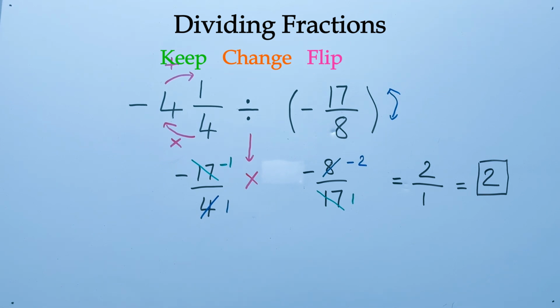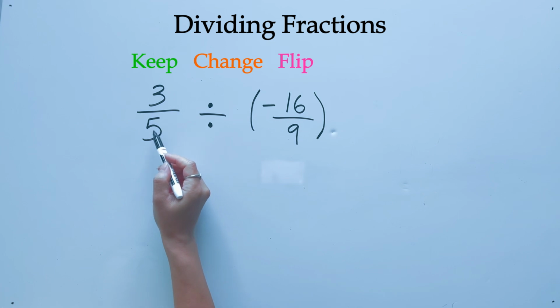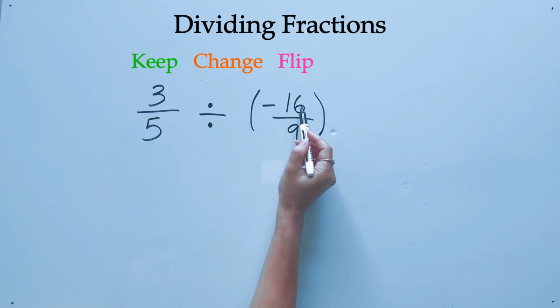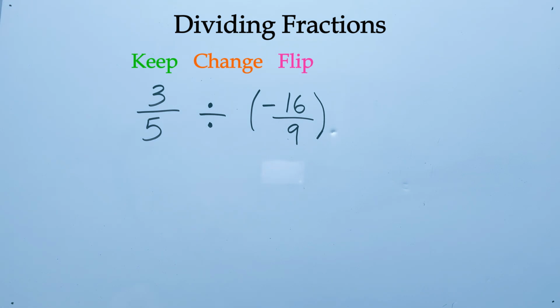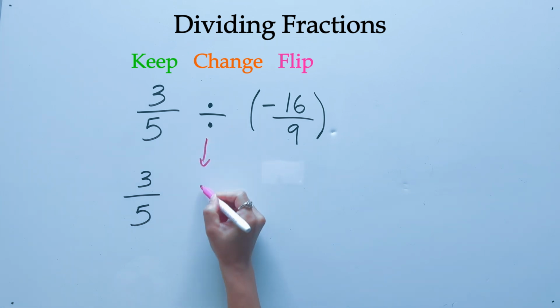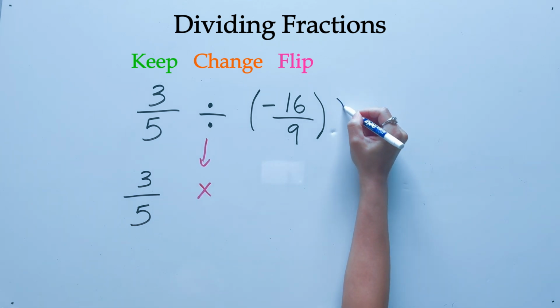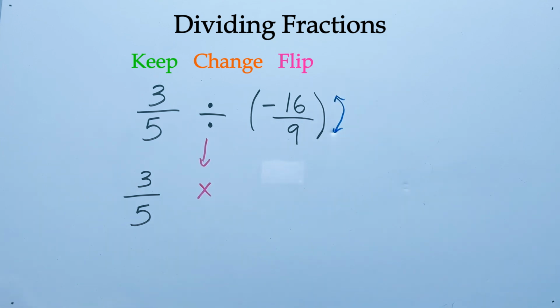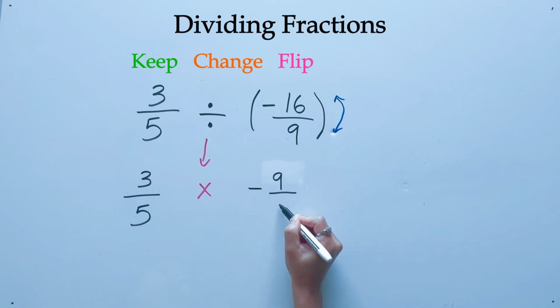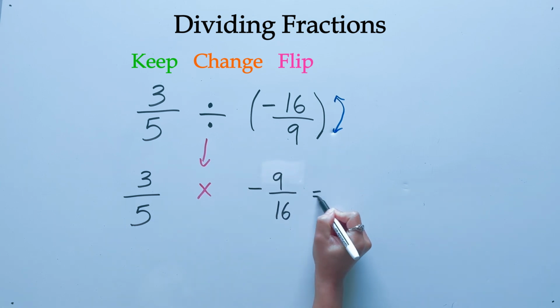Okay, so let's move to example 2. 3 over 5 divided by negative 16 over 9. And our first step is, remember, keep. So we keep this one, 3 over 5. Second word is change. So we change this one to multiplication. And the third word is flip. So this becomes negative 9 over 16, equals.